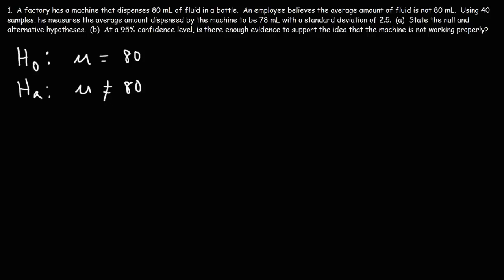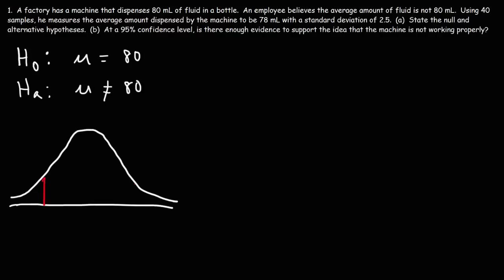The fact that the alternative hypothesis does not equal 80, that means it could be more than 80 or less than 80. It could be on the left side or on the right side. We need to conduct a two-tailed test. So let's draw a normal distribution, and we're going to shade the area to the left and the area to the right.